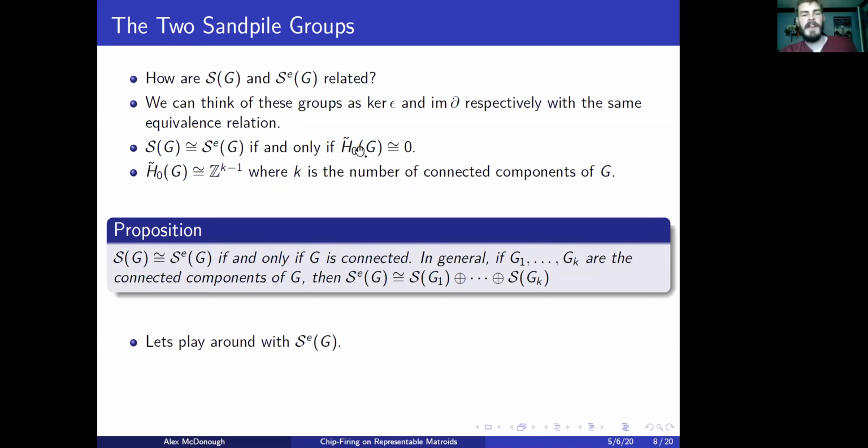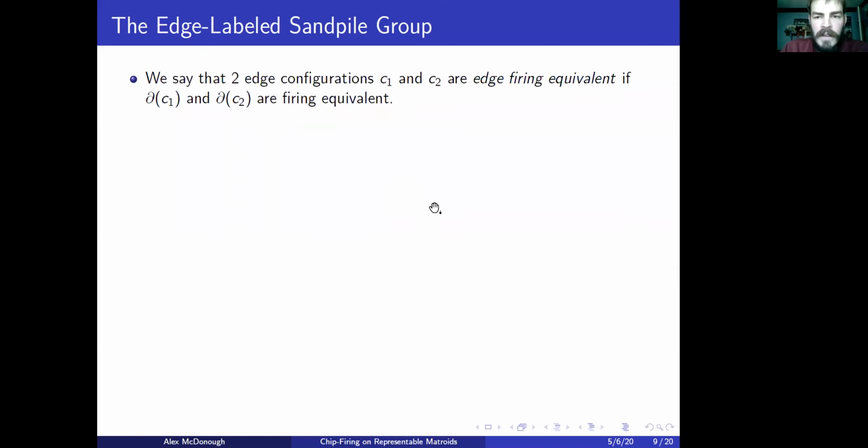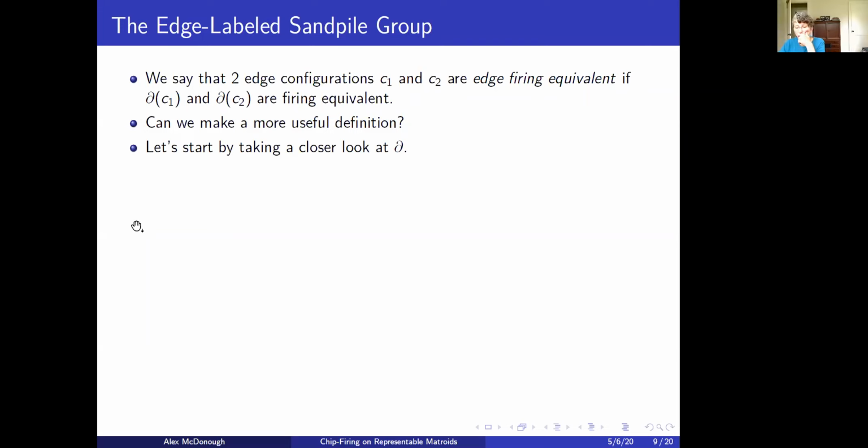So now we want to play around with this edge-labeled sandpile group. We already have this definition from before where 2 edge configurations are edge firing equivalent if their boundaries are firing equivalent as chip configurations. But this definition doesn't really seem to help us at all because all we're doing is taking these and turning them into chip configurations and looking at that. So we want to try to come up with a better definition that doesn't rely on turning stuff into chip configurations again. So let's take a close look at this del map.